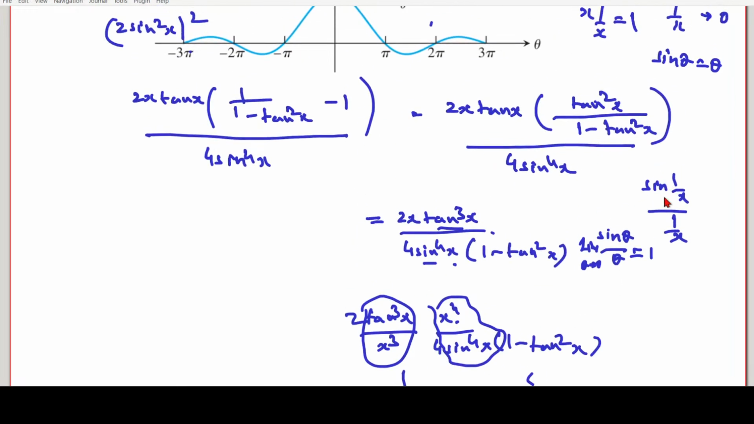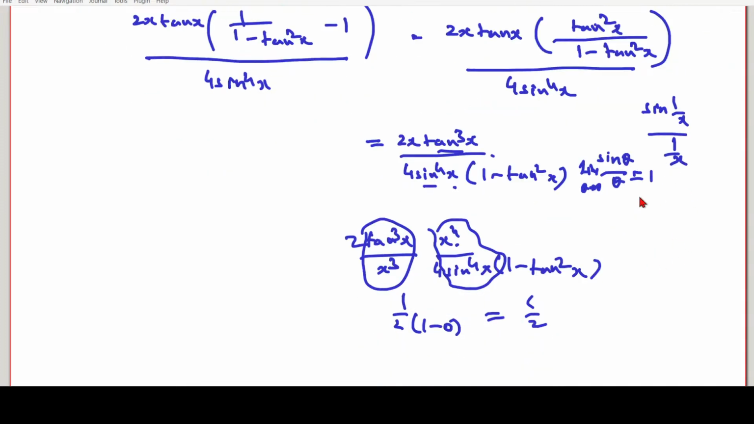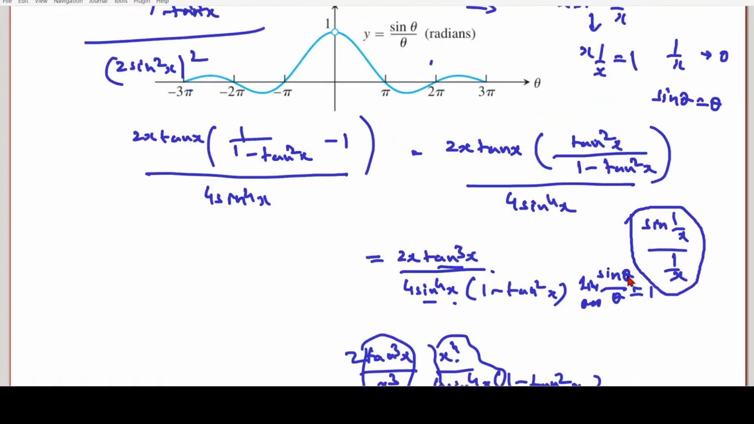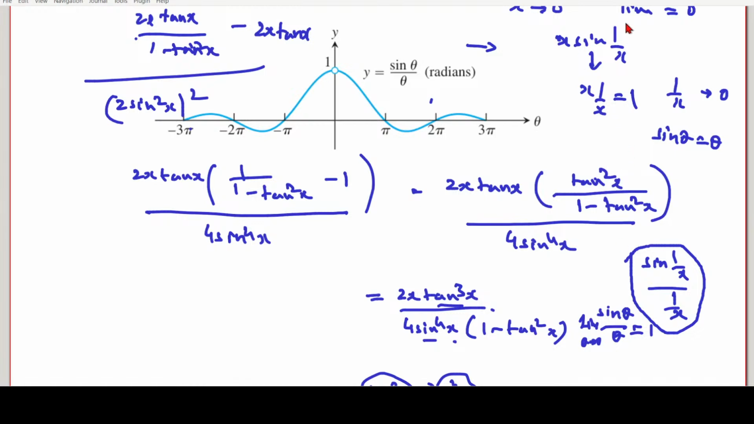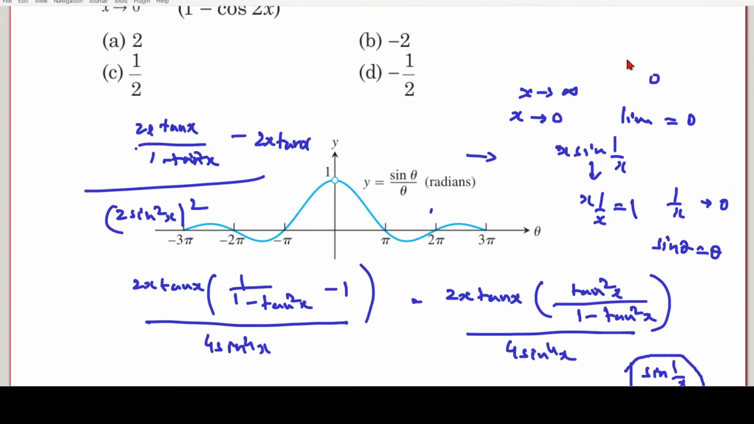Where is this logic? This sine 1 by x by 1 by x. This is very clear, right? This is a very plain logic. When theta tends to 0, sine theta by theta is equal to 1. That means x sine 1 by x is equal to 1 when x tends to infinity. And when x tends to 0, x sine 1 by x tends to 0.